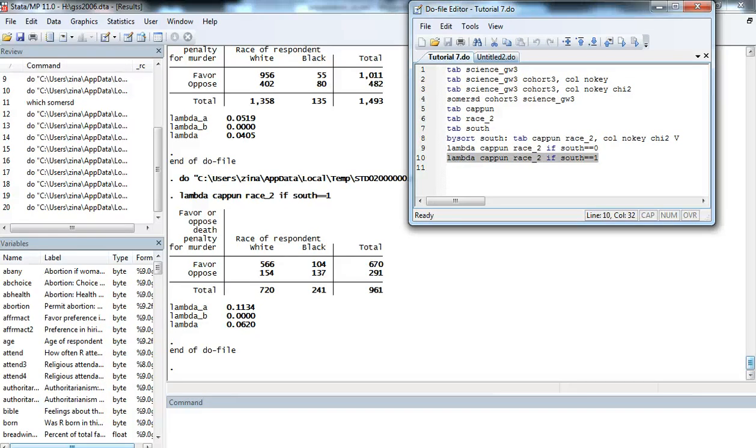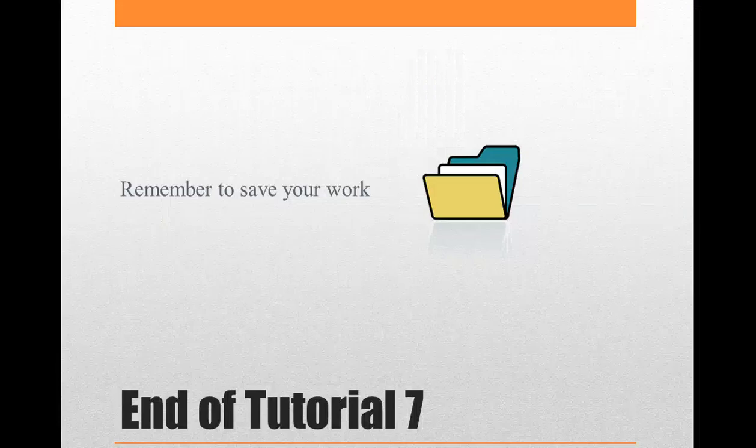It is good to keep in mind that when checking for measures of association, we should try the various statistics to make sure we get the most complete and comprehensive picture possible. For more analysis and examples on lambda and Cramér's V, refer to page 145 in the book. This brings us to the end of the seventh tutorial. The next topic is correlation and linear regression, and this is covered in tutorial 8.